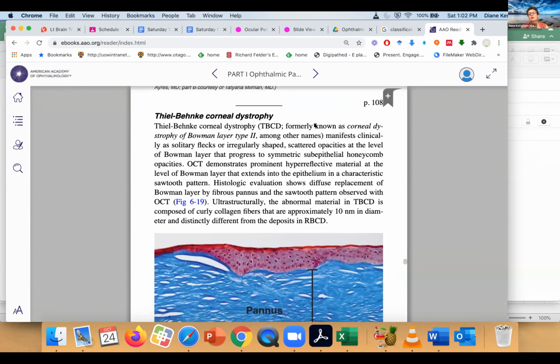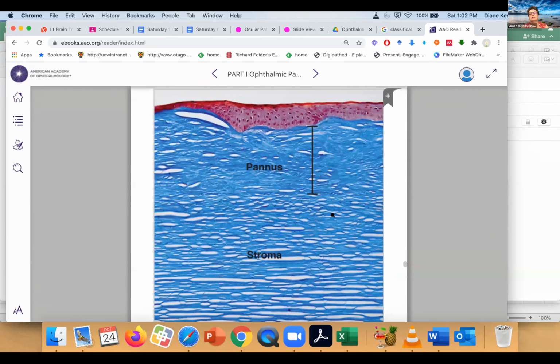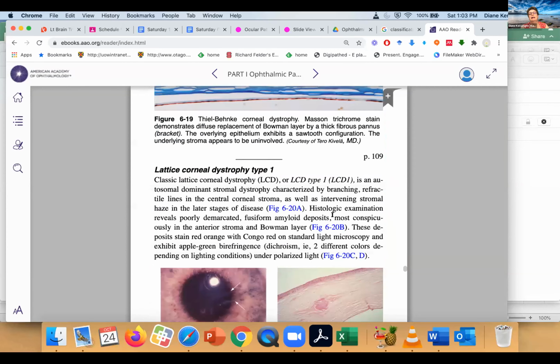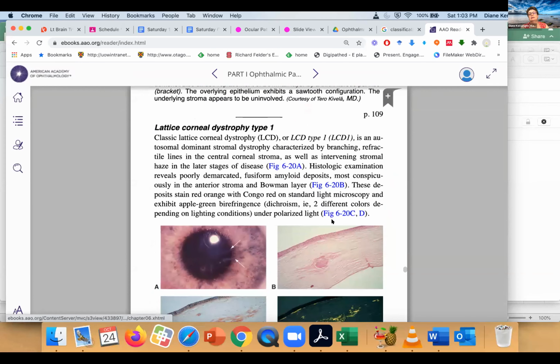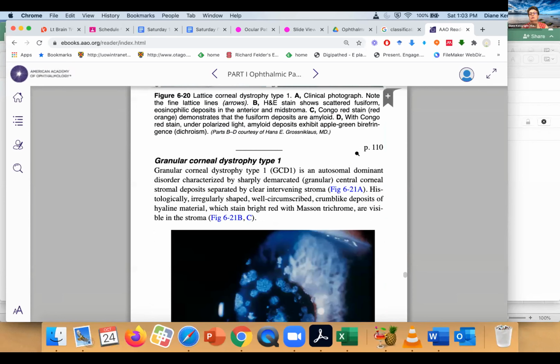This one here, so we don't have Thiel-Behnke because we don't have this irregular kind of wavy line that we get. So I don't think it's that. It's definitely something that's depositing. Lattice, so it's not in the middle, but it could possibly be lattice with an atypical distribution. We would know by doing a Congo red or asking the clinician.